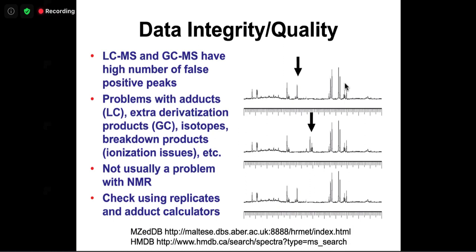NMR is robust, but LC and GC are sensitive, especially to sample prep and the platform. So this protocol, you need to follow well-established protocols and train the technicians to make sure the reproducibility in the technical replicates is good, and the compounds or the regions of interest are being measured reliably.